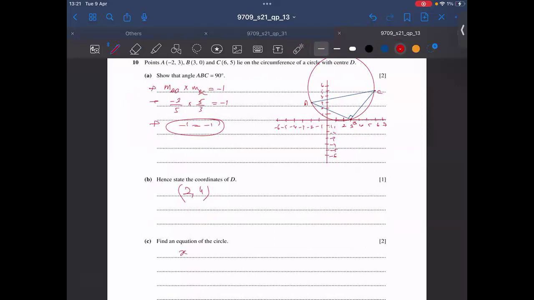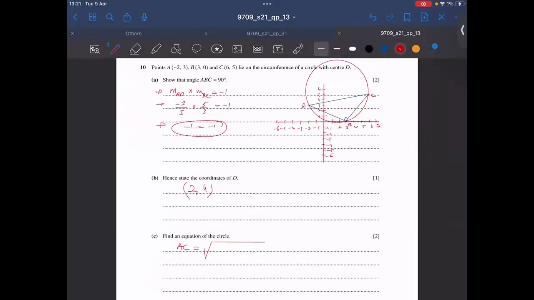Then for the equation of the circle, you need to find the radius. So I'm going to calculate AC. AC is going to be equal to the square root of (6 minus 2) whole square plus (5 minus 3) whole square. Let me write it down. So it's going to be 6 plus 2, 8 square, plus 2 square. Iman, what's going to be 8 square? 64 plus 2 square. Square root of 68.